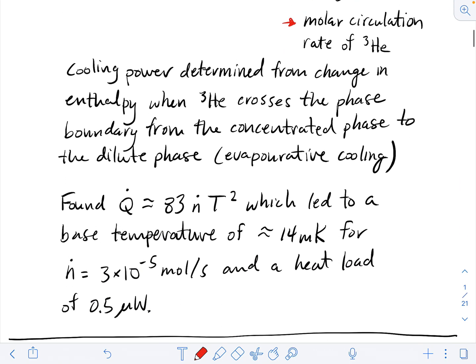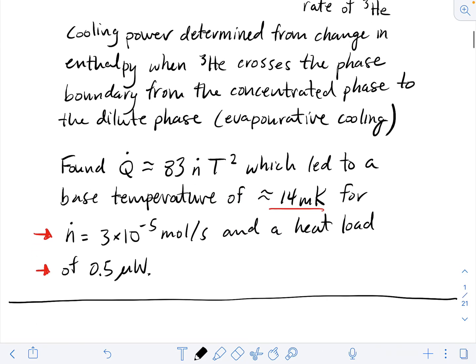Okay, when we did our analysis, we had to calculate what the enthalpy would be of the dilute phase and the concentrated phase, and that was a bit of work, but once everything was done, what we found is that for a typical dilution refrigerator, the cooling power might be around 83 times n dot, the molar circulation rate, times T squared. And if we assumed some typical circulation rates, n dot in moles per second, and a certain heat load that was being absorbed by our mixing chamber, which contains our mixture with the phase boundary, then we could calculate a base temperature, and it's on the order of around 10 to 20 millikelvin or something like that. Okay, good. So that's a quick little review of what we talked about.